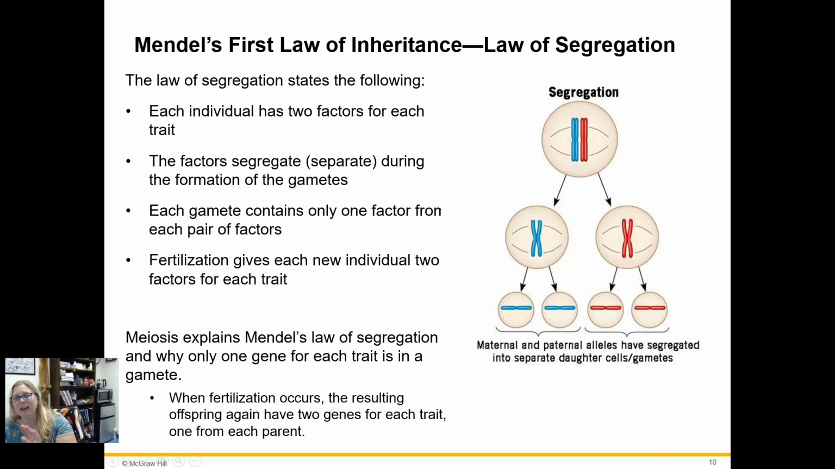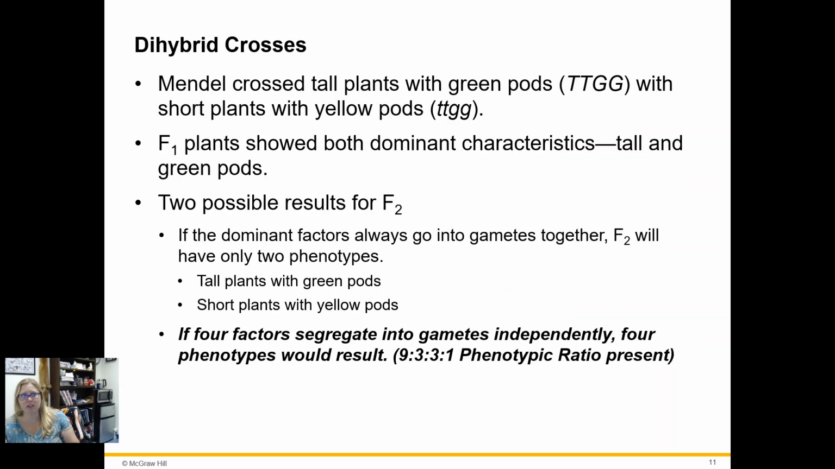But again, this man did not just stop here, okay? Mendel went even further. So he didn't just do monohybrid crosses. He actually also did something called dihybrid crosses. And dihybrid crosses is when Mendel looked at two traits and he said, okay, well, what happens if I cross a tall plant with green pods, which I know are both dominant, right? That's going to be a true breeding lineage. So those are going to be an individual that's homozygous dominant for both tall and green, okay? With a short plant with yellow pods, which we know is homozygous recessive for both of those traits.